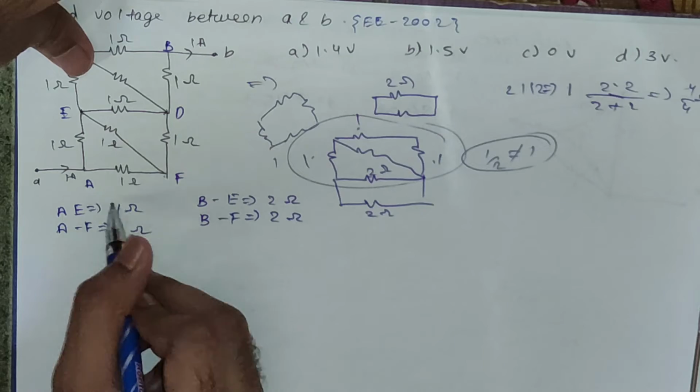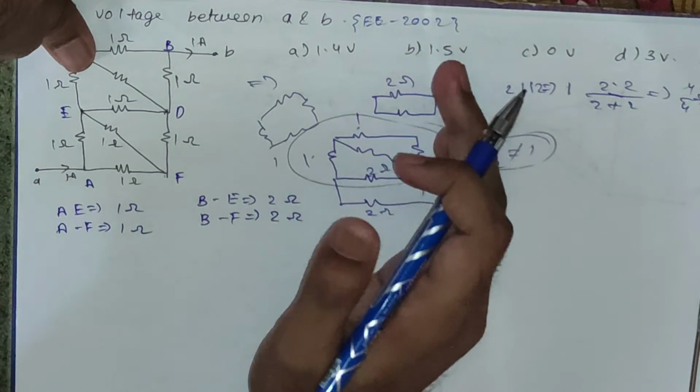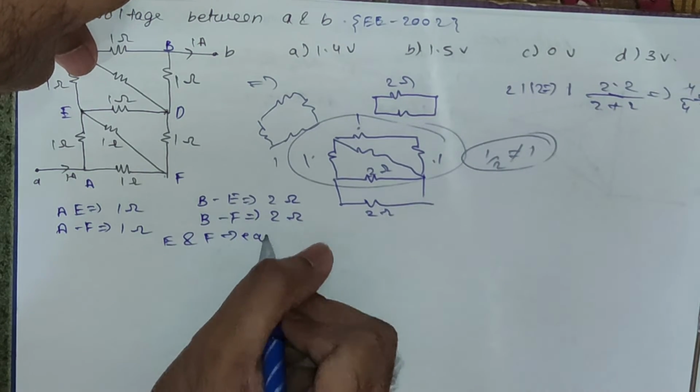Okay, so you can see both the points E and F have the same distance from the starting as well as from the ending point. So we can say E and F are equidistant points.